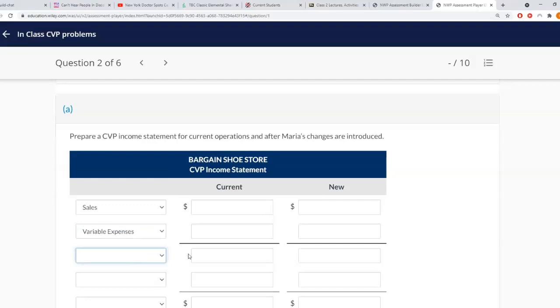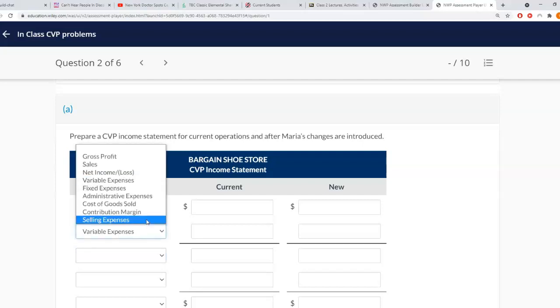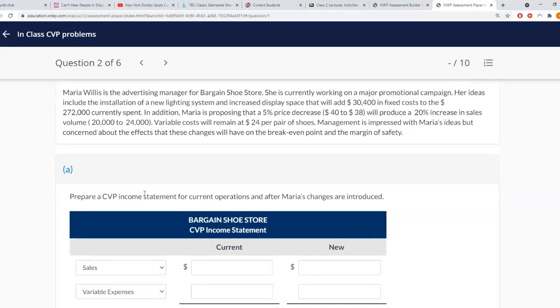Variable cost. And then, doctor, so we put here sales and variable expense. There are no variable costs. What does that give you then? Sales, let me see. The display will add fixed to the percent. It's in sale volume.